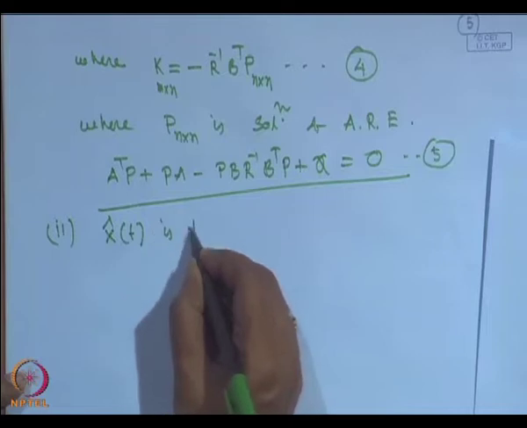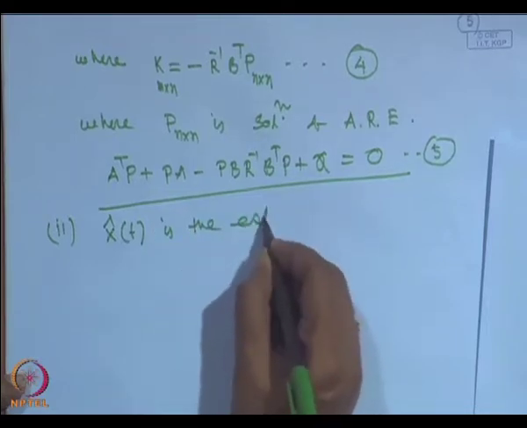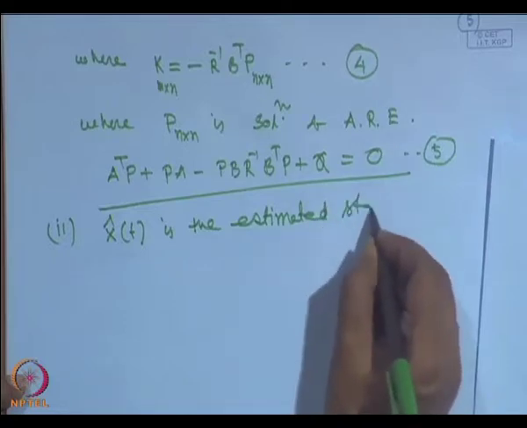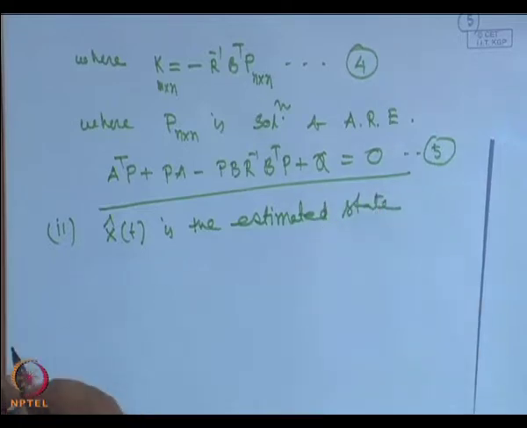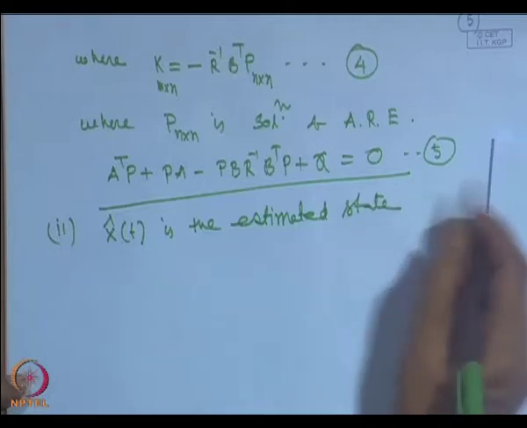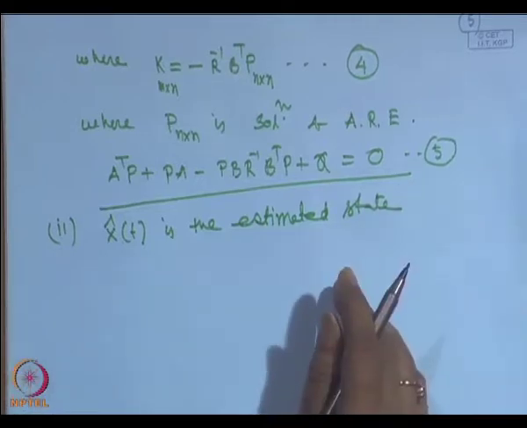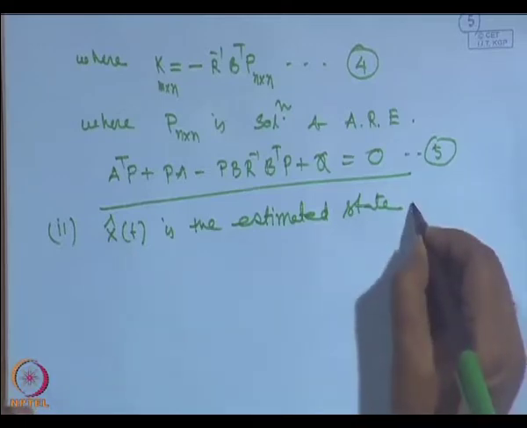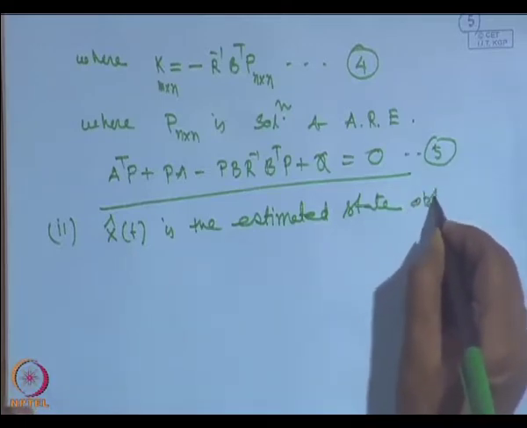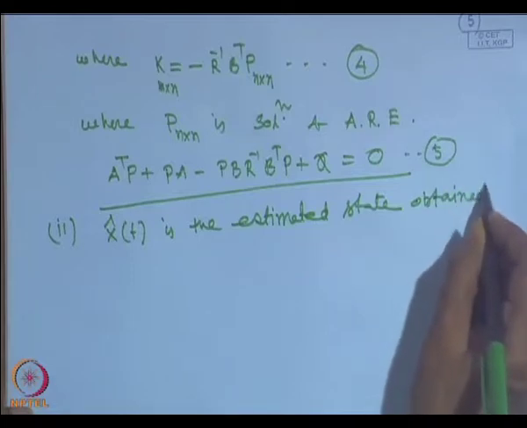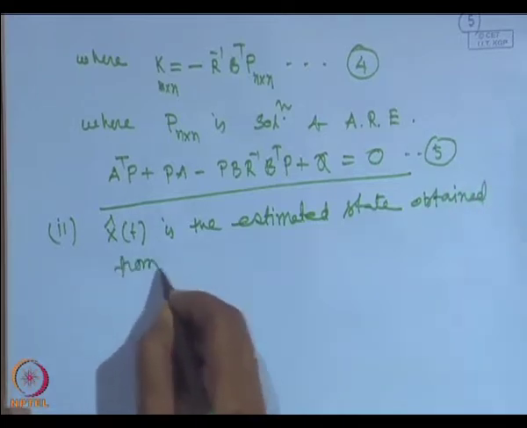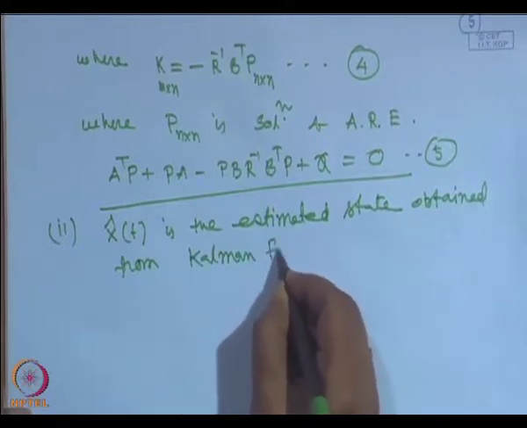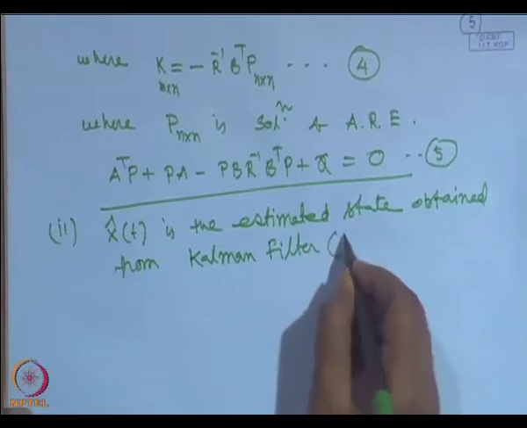x hat is the estimated state obtained from the Kalman filter, in short KF.